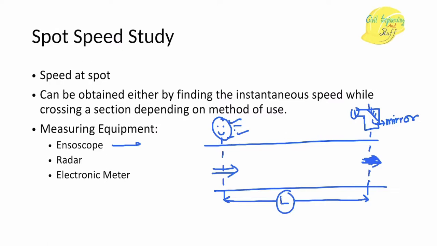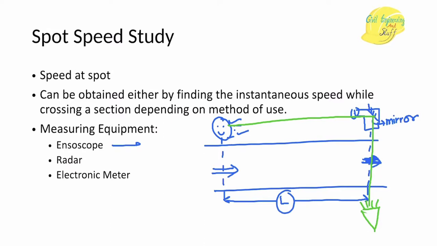And at night we have a light source that enables us to reflect the light back to the observer, and through that we can carry out the speed study even at night. It's a very basic instrument, but then again in many competitive exams it has been asked what an eno scope is used for. So your eno scope is used for the spot speed study.